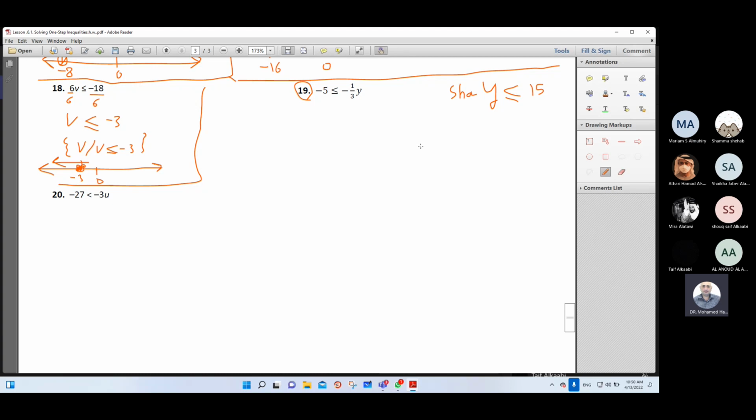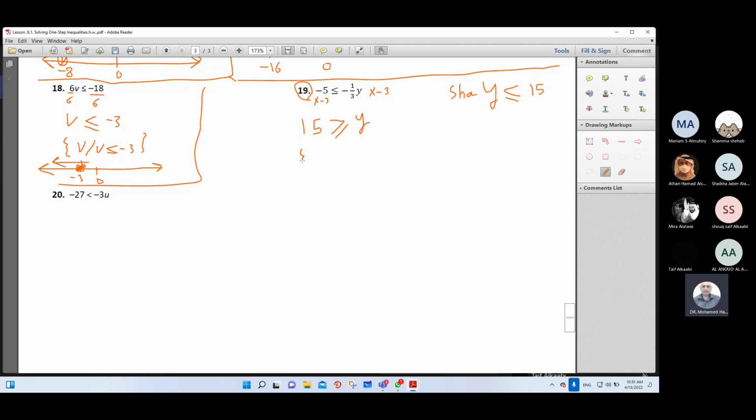Check with me, please. We want to remove this fraction to keep the variable alone. How to remove this fraction? Multiply by the reciprocal. The reciprocal of negative 1 over 3 will be negative 3. So multiply the two sides by negative 3. So negative 5 times negative 3 will be 15. And always remember, when you multiply by a negative, switch the sign of the inequality. And here, negative 1 over 3 times negative 3 will be 1. So you have here y.